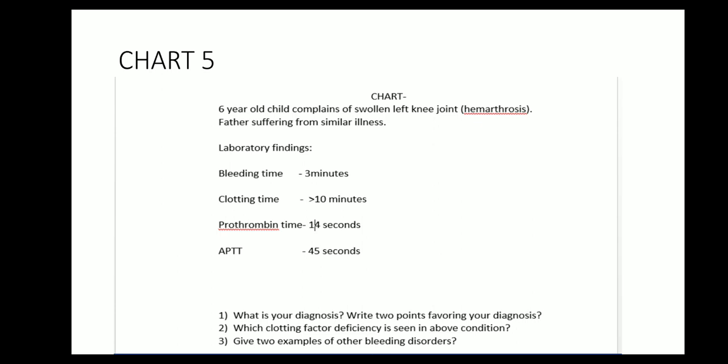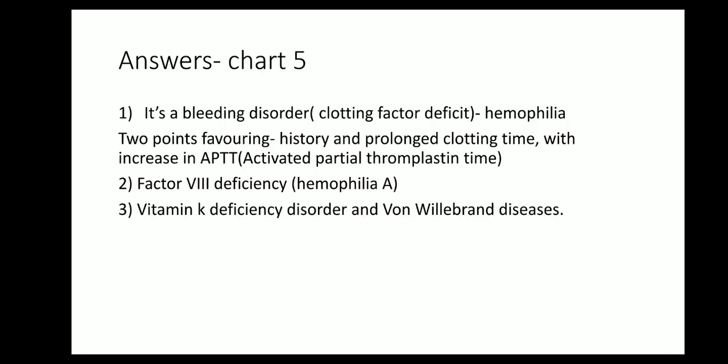So what's the diagnosis? Write 2 points favoring it. Which clotting factor is deficient in the above condition? Give 2 examples of other bleeding disorders. So it's a bleeding disorder where the clotting factor is deficient, that is hemophilia. Points favoring are history and father also suffering. It's a hereditary disease, and prolonged clotting time with increased APTT gives us the diagnosis of hemophilia. Factor VIII deficiency causes hemophilia A, and other bleeding disorders are vitamin K deficiency disorders and von Willebrand's disease.